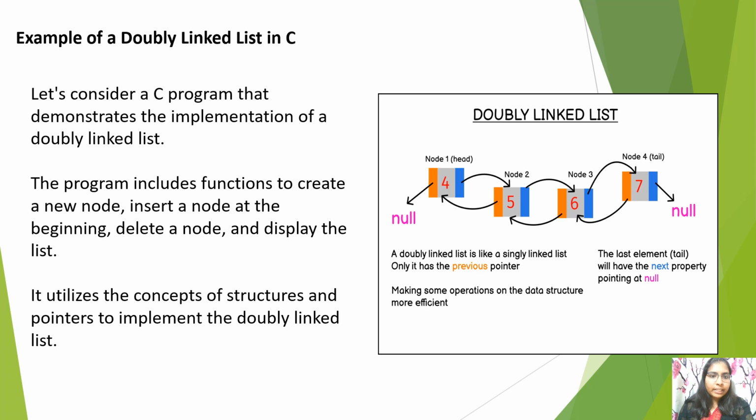Example of a doubly linked list in C. Let's consider a C program that demonstrates the implementation of a doubly linked list. The program includes functions to create a new node, insert a node at the beginning, delete a node, and display the list, utilizing the concept of structure and pointers. A doubly linked list is like a singly linked list, only it has a previous pointer, making some operations on the data structure more efficient. The last element, that is the tail, will have the next property pointing at null.